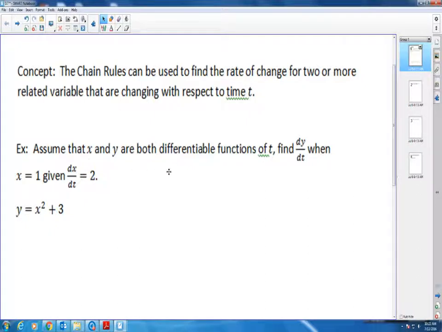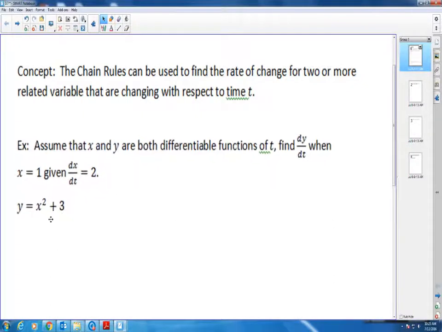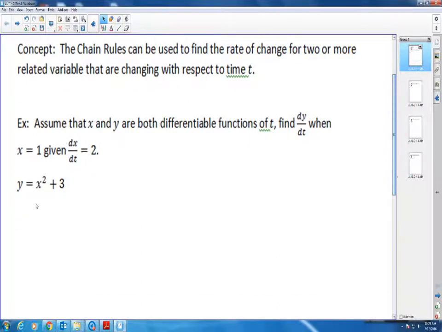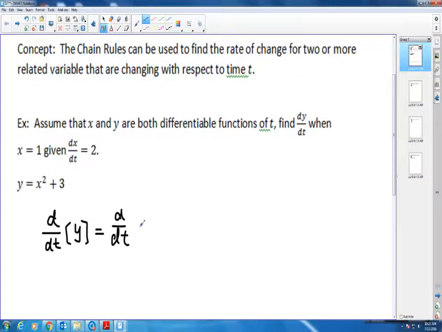Assuming x and y are both differentiable functions of t, find dy/dt when x is 1, given that the rate dx/dt is 2. So here's my equation: y equals x squared plus 3. I want to take a derivative with respect to time of y, and a derivative with respect to time of x squared plus 3. As you can see, the variables do not match up, so we have to use the chain rule.